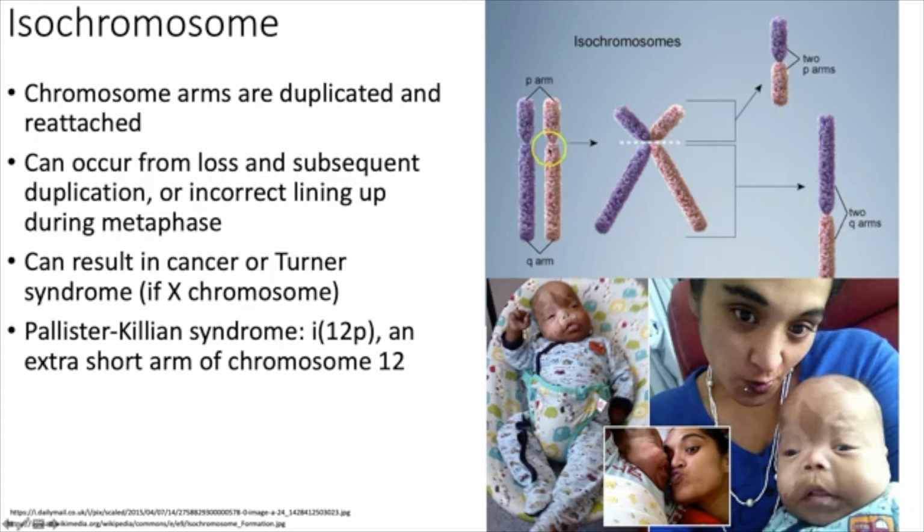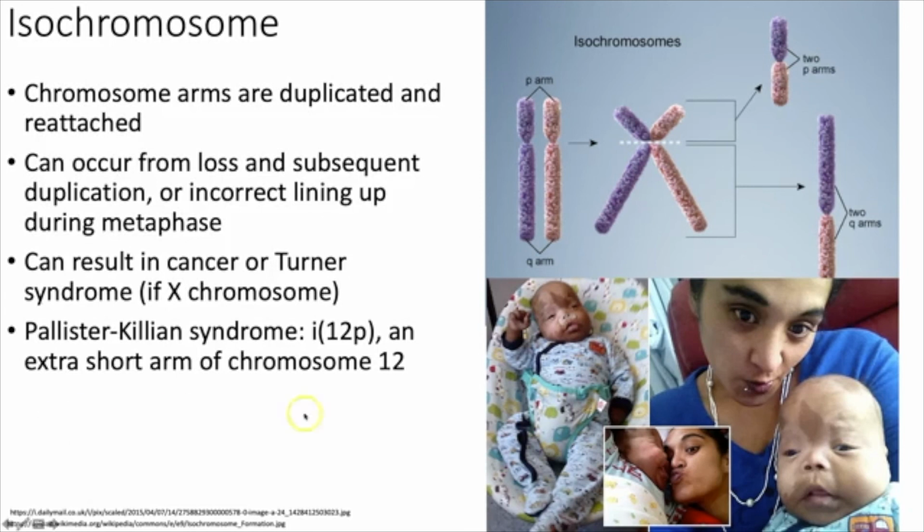What else can happen is, let's say you delete the P arm right here, and then you replace it with another Q arm, so you get this really long double Q armed thing. It's a massive deletion of the entire P arm, and then a massive duplication of the Q arm. And so it just depends on where it's happening, which chromosome it's happening to.